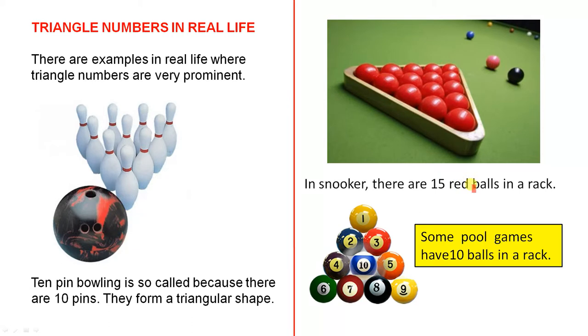In snooker, there are 15 red balls in a rack. This is also a very popular game around the world. And when you put the red balls in a rack, there are 15 of them in the form of a triangle. Some pool games have 10 balls in a rack. And here's a perfect example here.